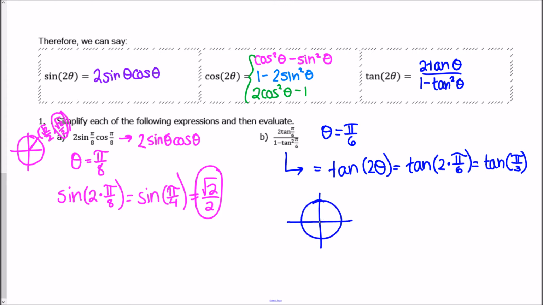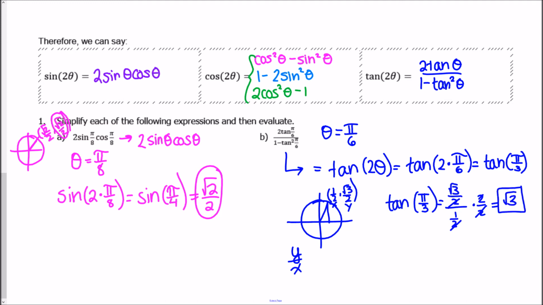So if I look at pi over 3 right here, the coordinate that we have here is 1/2 comma root 3 over 2. So remember, tangent of theta is always y over x. So if I want to find the tangent of pi over 3, I'm going to do the square root of 3 over 2 because that's my y value, divide that by my x value, which is 1/2. Multiply by 2 over 2 to get these 2's to cancel out. So I end up just getting root 3. And root 3 is my answer for this question right here.